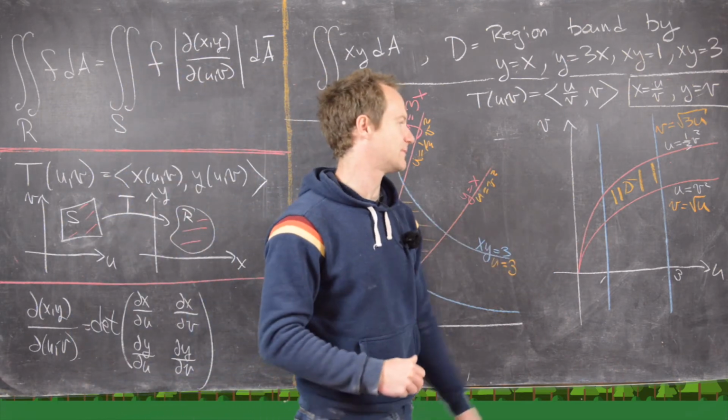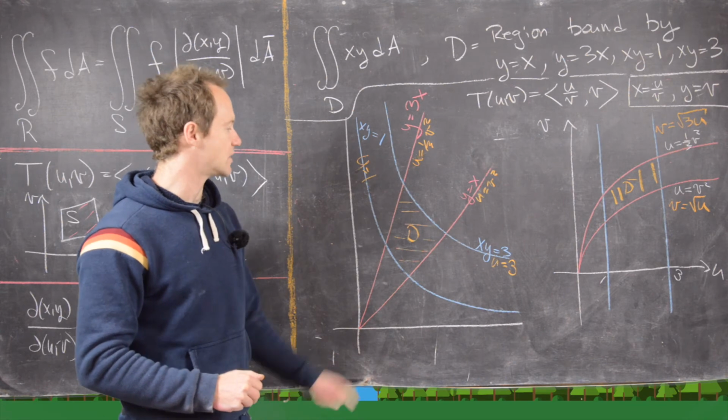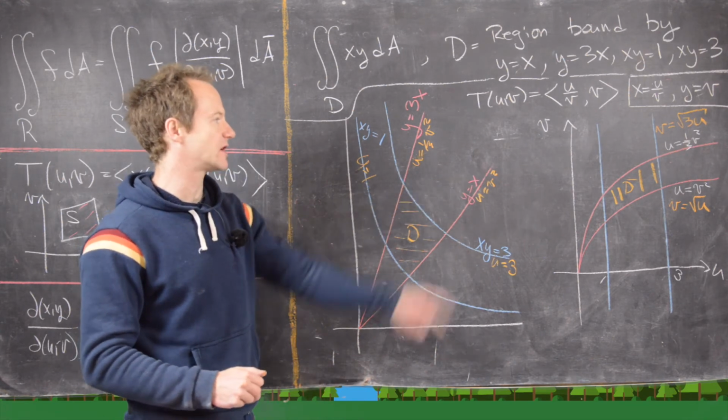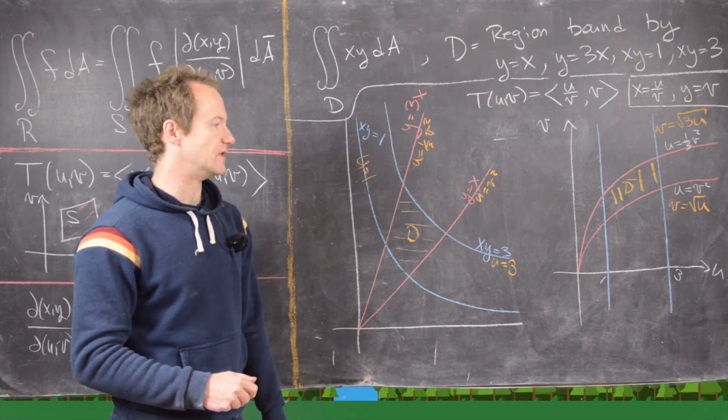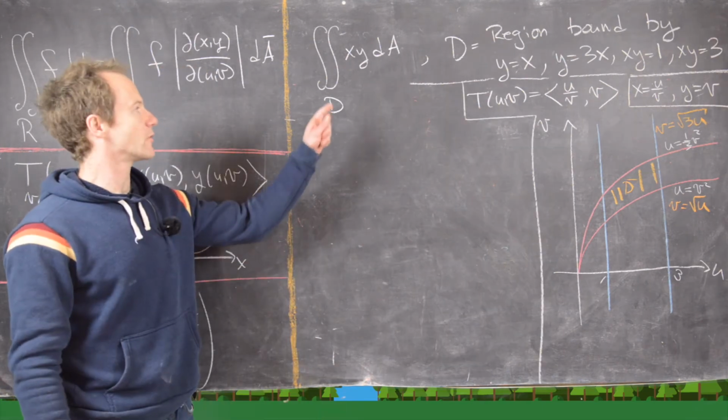Notice we have a much simpler picture here. It's a type 1 integral. So we can go ahead and erase this and then calculate the integral in the uv plane using methods of type 1 integrals. So now we're ready to go.